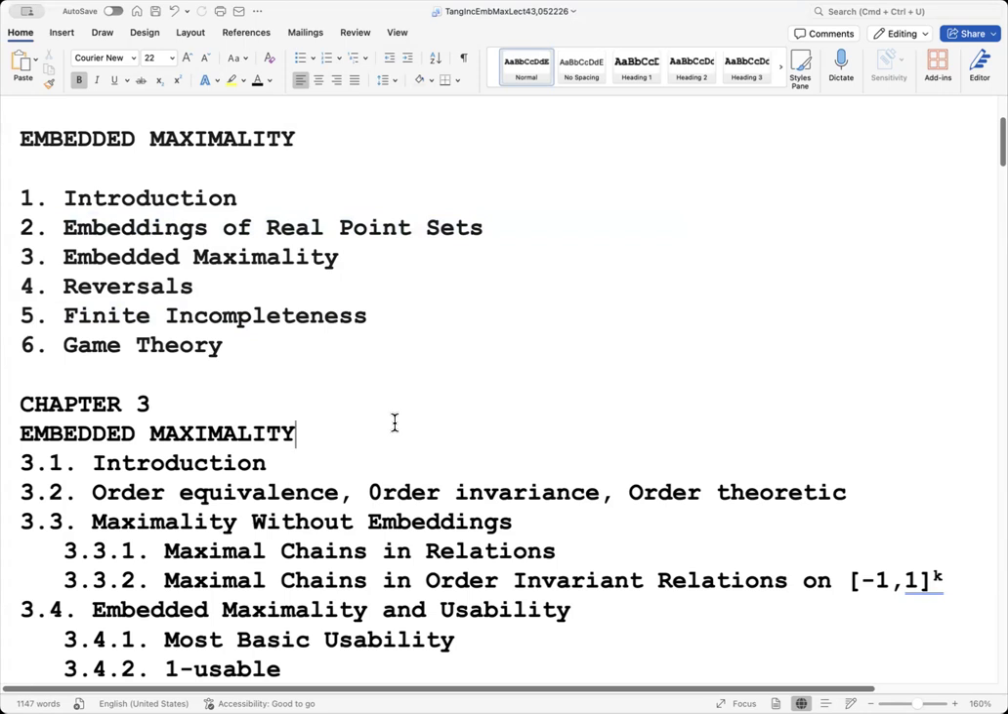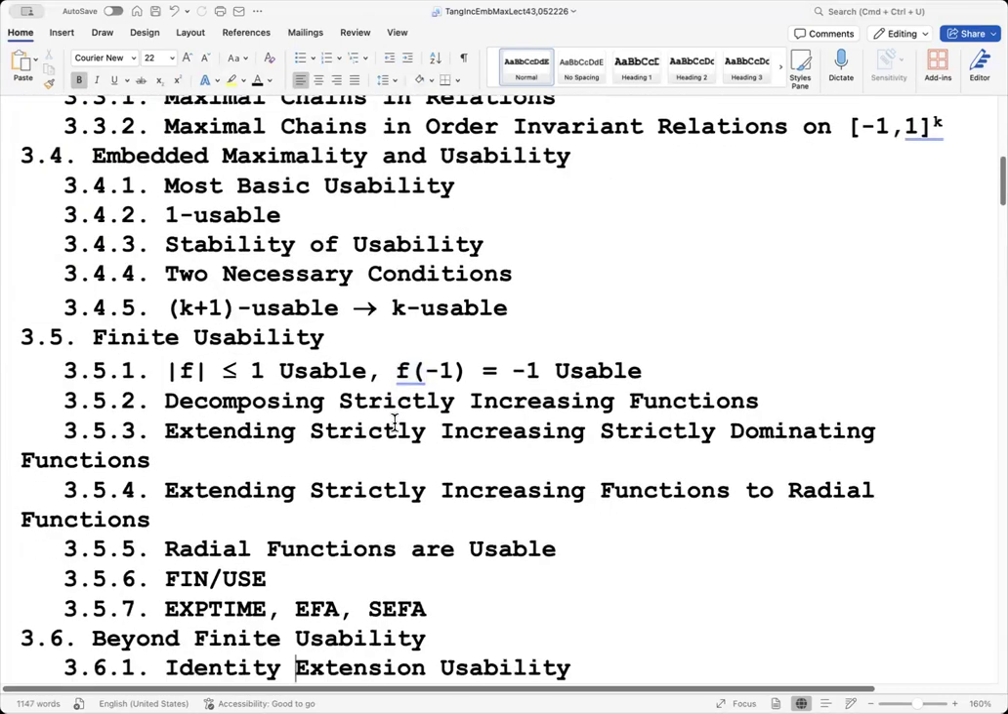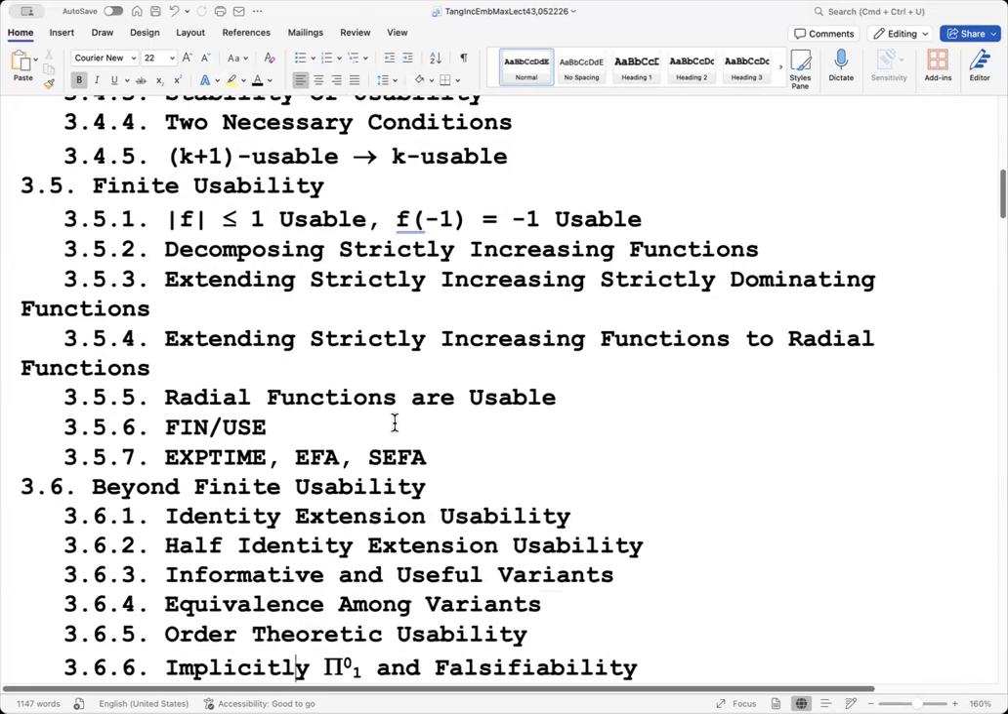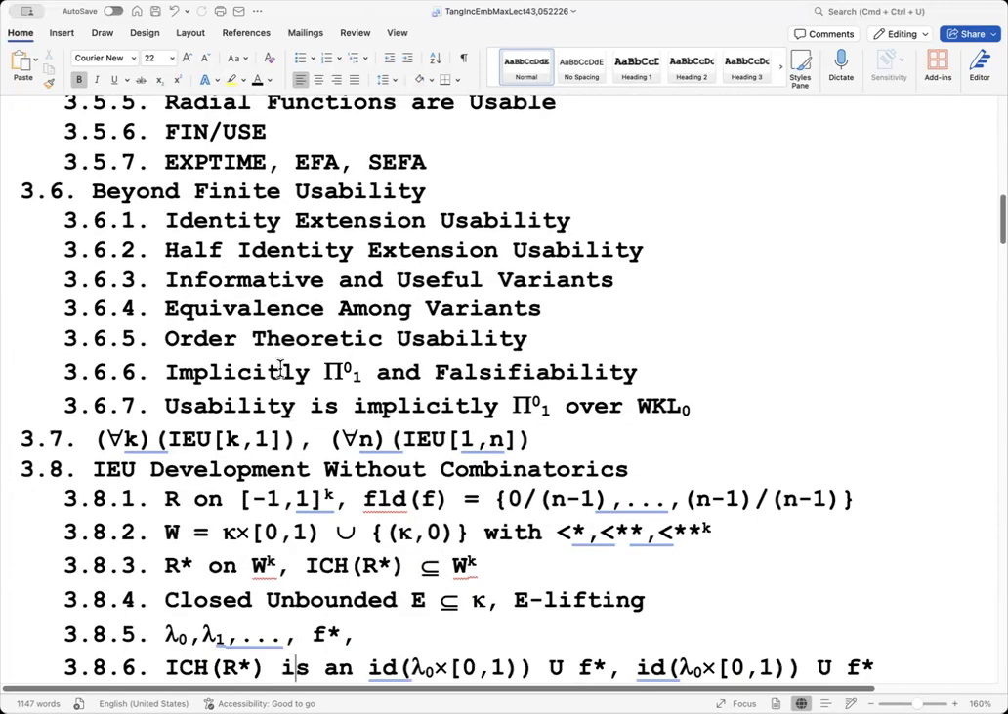On the embedded maximality, there's a slight change. I don't know if it shows in the table of contents or not. Yeah, here it is. So instead of calling it weak identity extension usability, which is less natural, it's called half identity extension usability. And there's a thing called the half identity extension. You'll see that later.